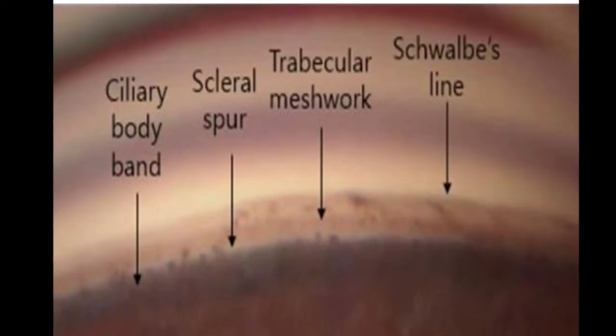So Schwalbe's line is the anteriormost structure. This is the Schwalbe's line. It appears as an irregular opaque line. Anatomically it demarcates the peripheral termination of Descemet's membrane and the anterior limit of the trabeculum.